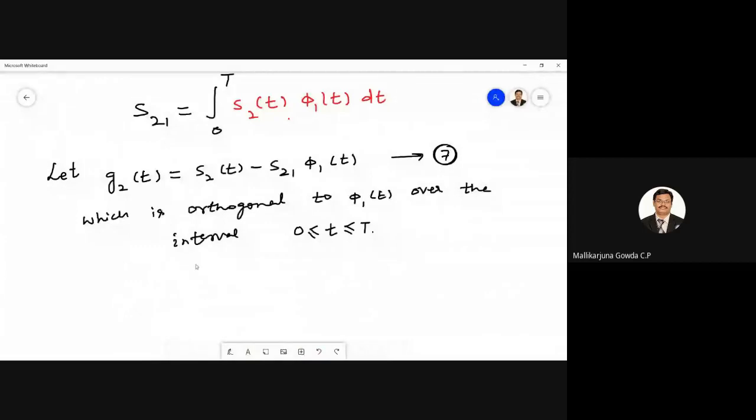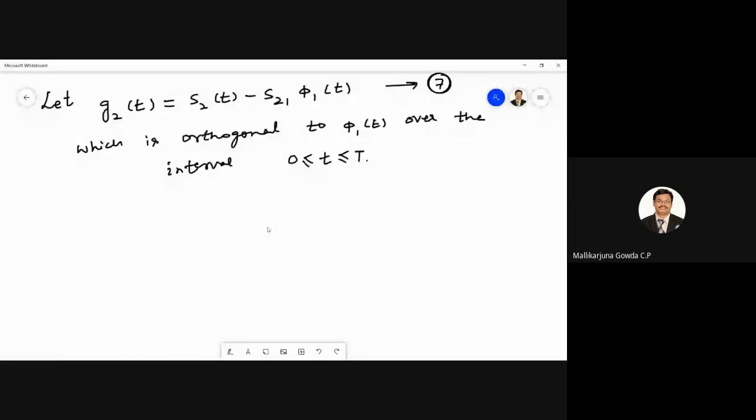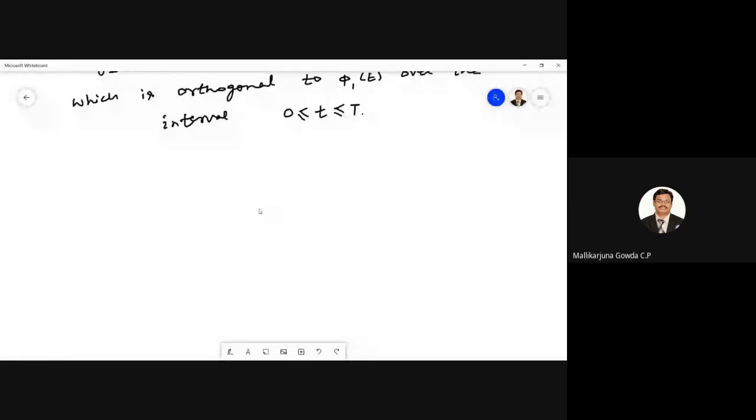So based on our step 1 understanding, I wrote there pi 1 of t is equal to what? Anyone of you can say the expression I wrote for pi 1 of t, equation 5? S1 of t by root of E1, right? Root of E1 is the energy of the signal S1 of t.